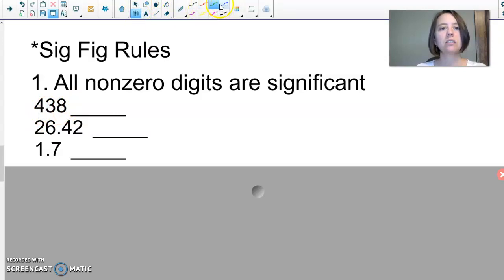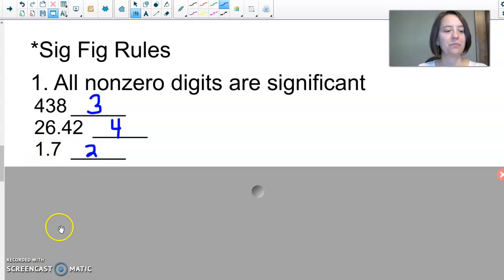So that means that it has 3 non-zero digits. I'd like you to guess 26.42 and 1.7, and do make sure to put all of these in your notebook. For 26.42, if you said all of them were significant, you would be right. That's 4. 1, 2, 3, 4. And if you said for 1.7, all of them are significant, 1, 2, you would be correct.